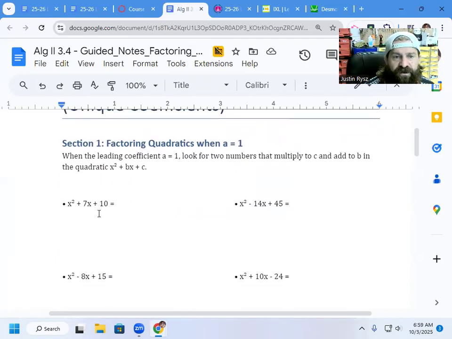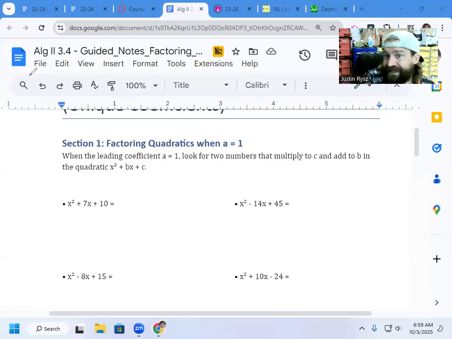What we're doing here when we're trying to factor is the opposite of FOILing. We're trying to figure out what two numbers could multiply together to get our C and add together to get B. And when they're both positive, it's fairly easy. So we got to think, numbers that can multiply to 10: we can think of 1 and 10, 2 and 5. That's kind of it. Then we select the combination that adds up to equal 7, and that would be 2 and 5. So it multiplies to give us 10.